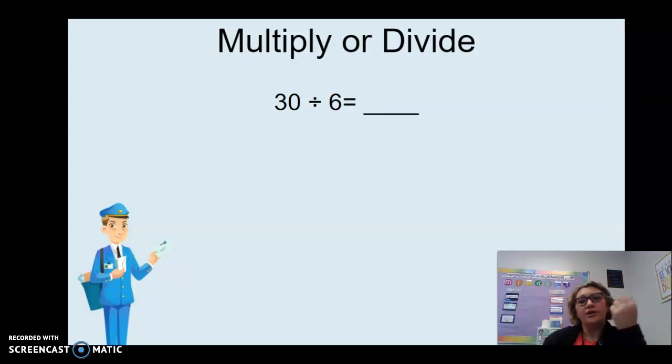All right, 30 divided by 6. So this is where we say, okay, what number times 6 equals 30? So let's skip count by 6s again and see what number times 6 equals 30. So we're stopping at the number 30. Here we go. 0, 6, 12, 18, 24, 30. So what number times 6 equals 30? 5. 6 times 5 equals 30.